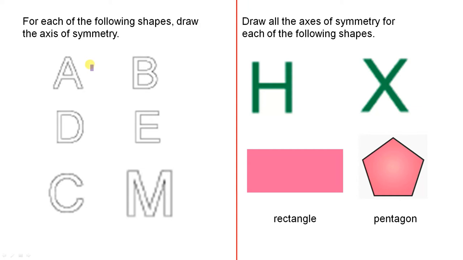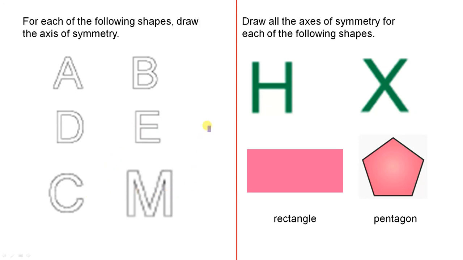That's really important. As well as cutting the letter in half, each half must be a mirror image of the other. Same for the letter B, the letter D, the letter E, the letter C, and the letter M.